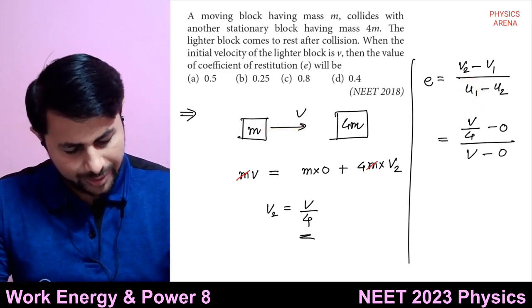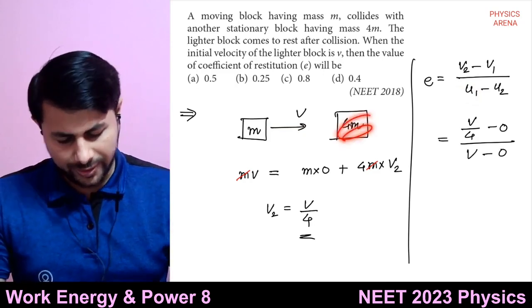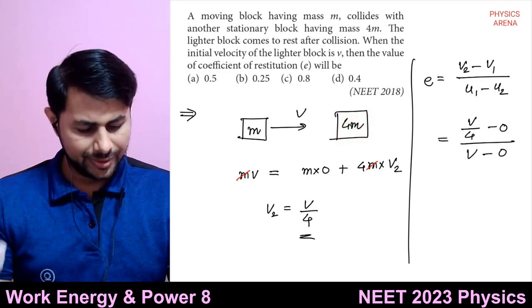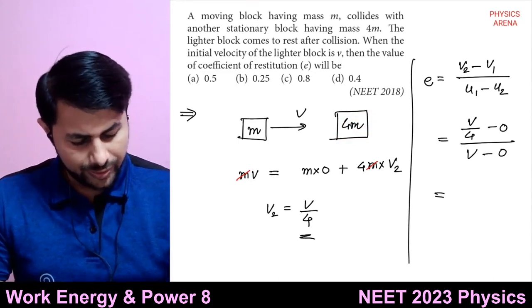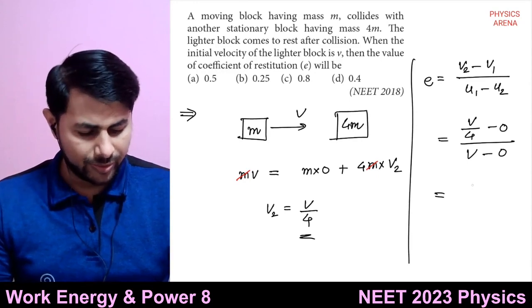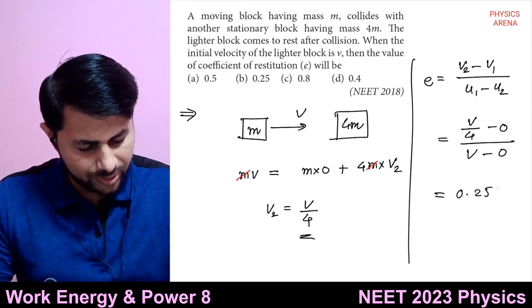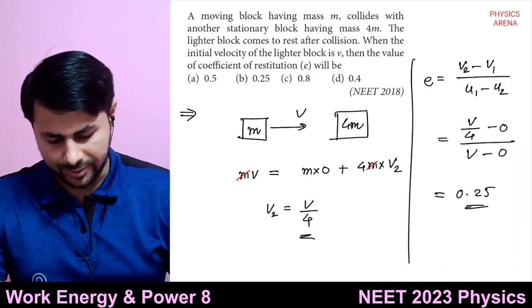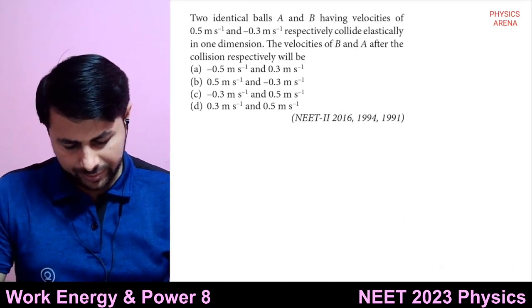Okay, so v minus u2 is equal to 0. The velocity of the second body is 0. Okay, so now v and v get cancelled. So it is v by 4 upon v, that is, v and v get cancelled, 1 by 4, so that means 0.25. This is the answer. Yeah, so option B. Let's see the next question.